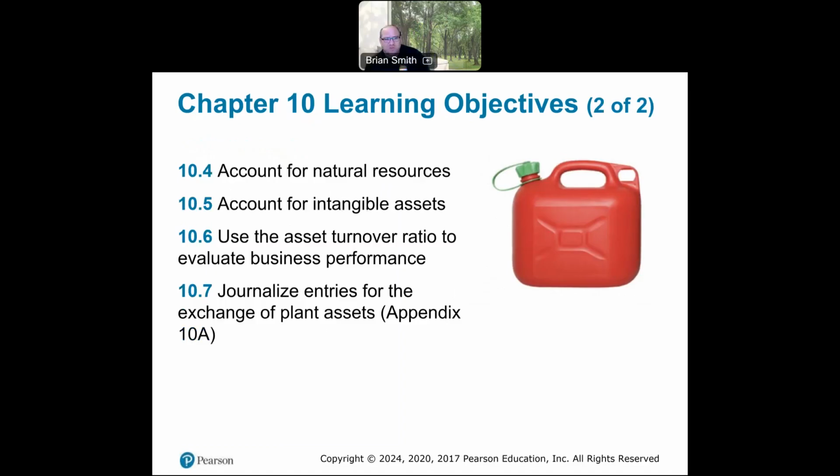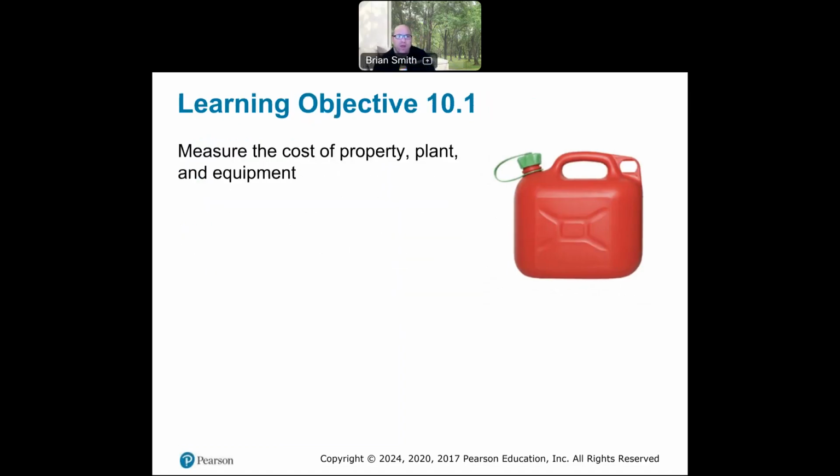We're not going to cover the exchange of plant assets in the appendix. Yeah, I think we're going to just skip that. Don't worry about that. So the first part, we're going to measure property, plant, equipment.